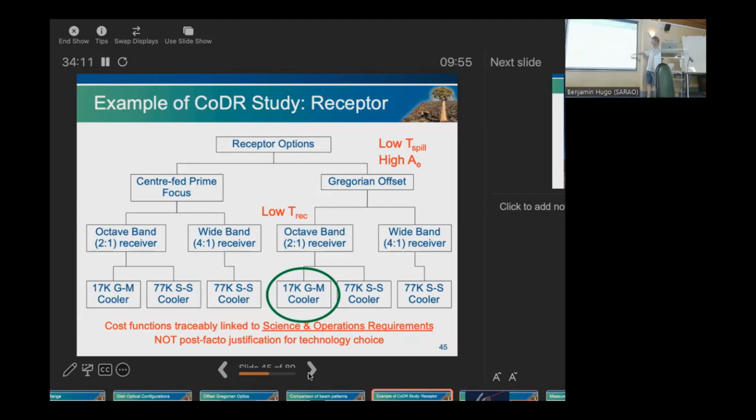And what you do is you go through all of these options and you cost them, you look at their performance, you look at their cost, and you look at the bang for buck. And it turned out that when we went through that exercise, even though this was the most expensive option, to go for the Gregorian offset optics, go for fairly narrow band receivers rather than the very wide band receivers that the rest of the world were chasing after, and use traditional helium cooling systems, which take your receiver down to very low temperatures, this was by far the most expensive option, but normalized performance was actually a factor of two better, in terms of bang per buck, than any of the other options.